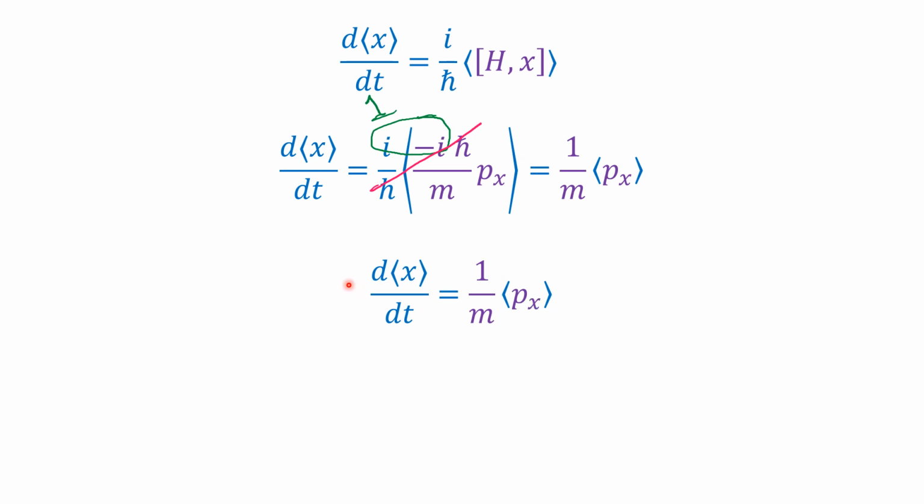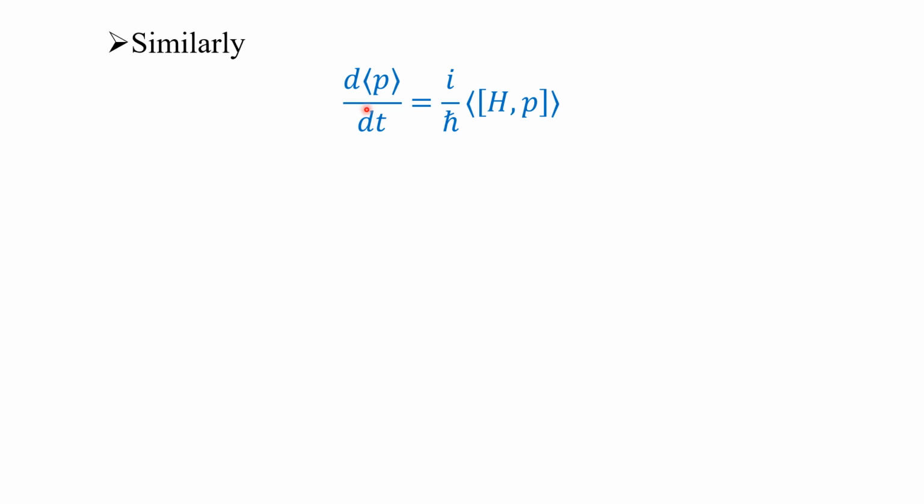Similarly, we can do the same thing for y and z. So we can write the generalized expression: the time derivative of the expectation value of r, where r represents x, y, z, is equal to 1 over m the expectation value of p. So this is the first theorem. Now we will prove the second theorem.